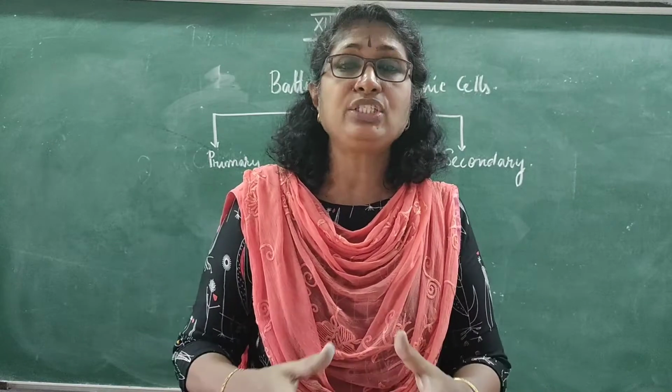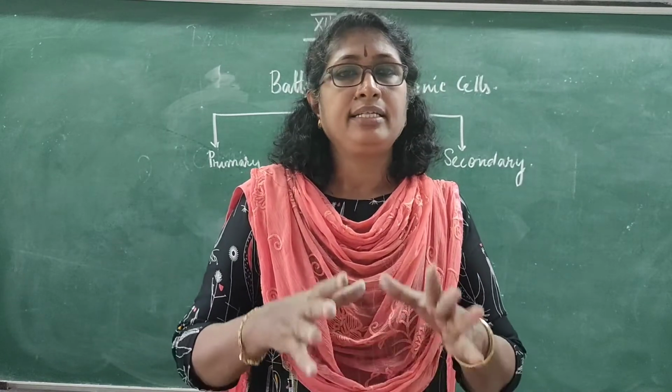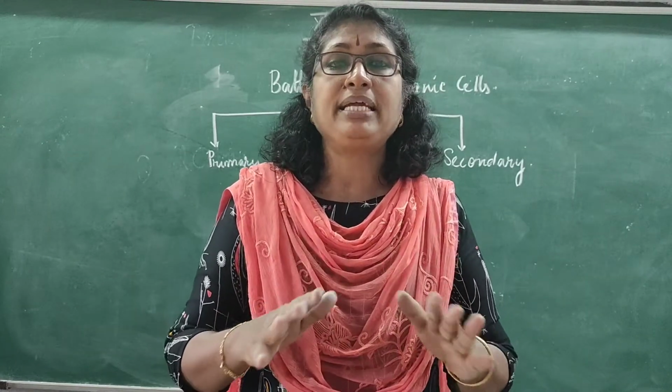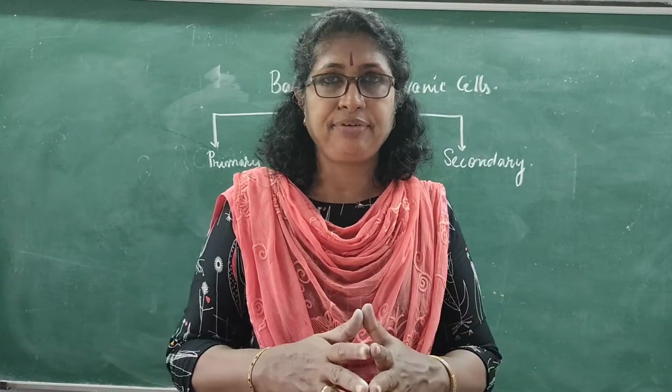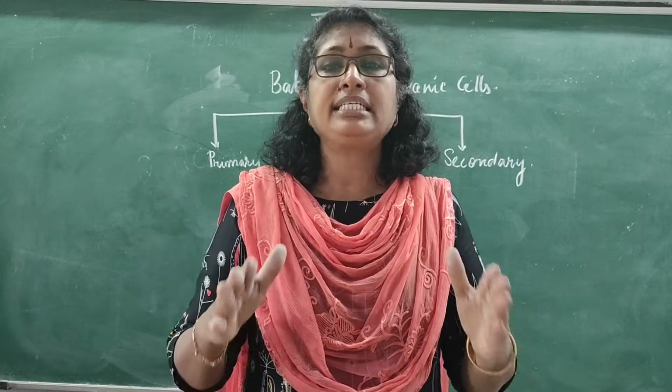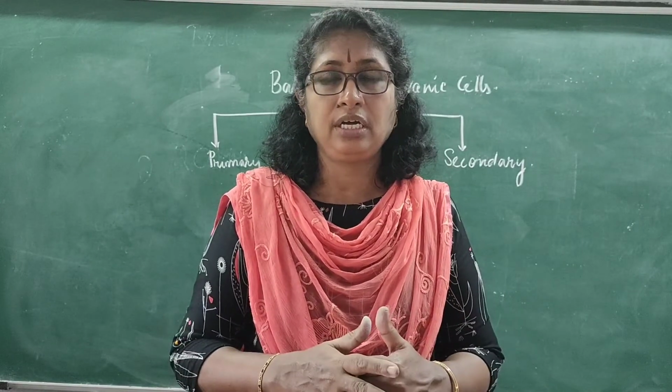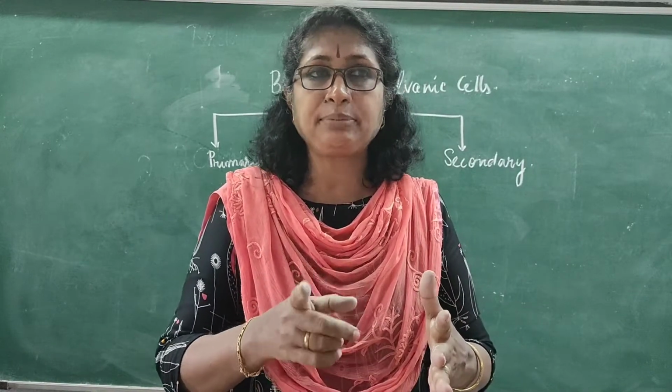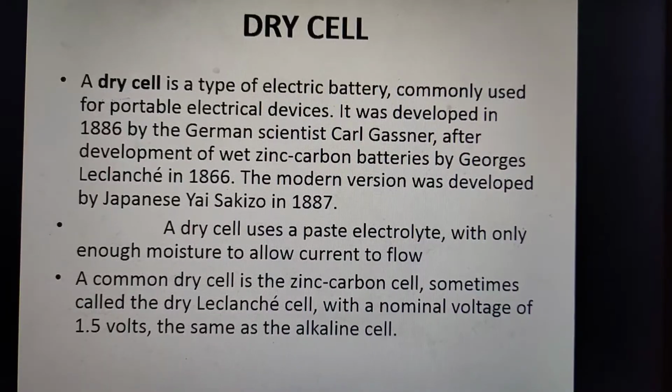And one advantage of this mercury cell is that the voltage remains constant throughout its life. Since the voltage remains constant throughout its life, it is used in hearing aids. Understood? So these are the two different types of primary cells.